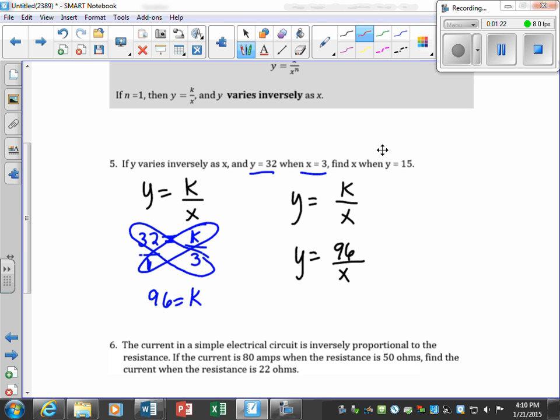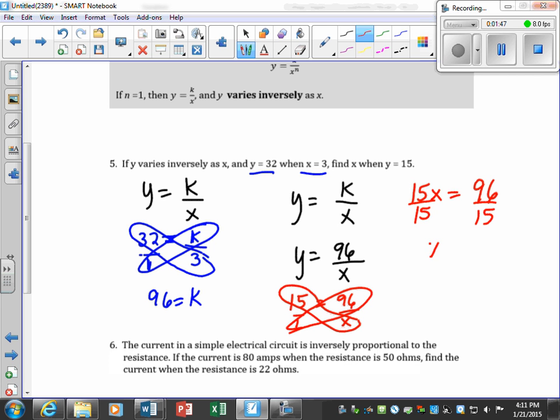Find x when y is 15. So they say y is 15, find x. And then we cross multiply to solve this. So I would say 15x is equal to 1 times 96. Solving for x, you would divide both sides by 15. X is equal to, reduce that, divide a 3 out of both of them, and you get 32/5. Okay, so our process didn't change much. Our original equation did because it was an inverse.